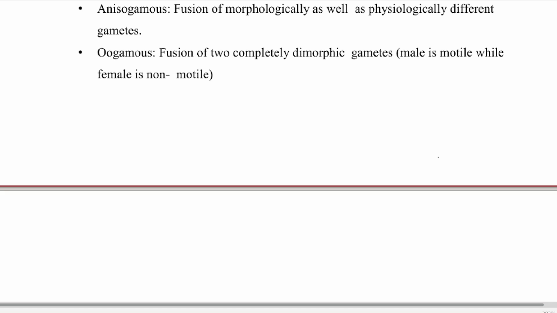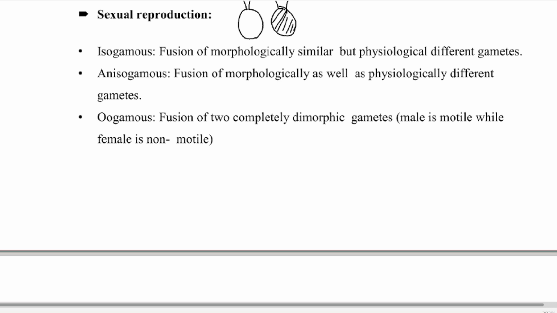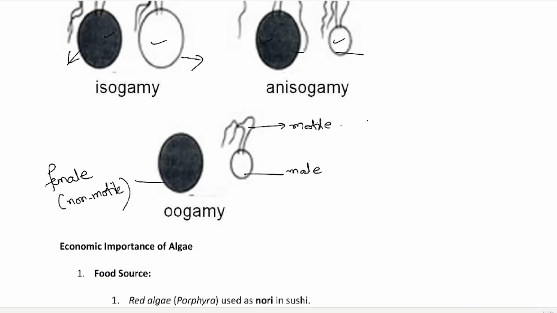Likewise, in case of oogamy, the fusion of two completely dimorphic gametes takes place, where one is motile and the other is non-motile. In oogamy, this is the female, non-motile as there is lack of flagella, and this is the male, which is motile because of the presence of flagella. So these three types of sexual reproduction are found in algae.